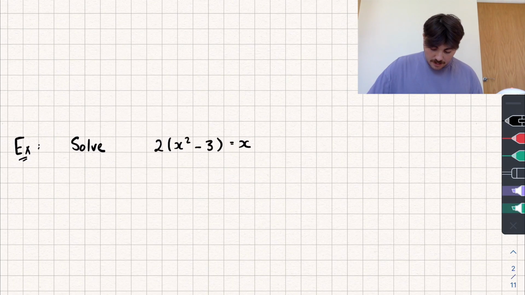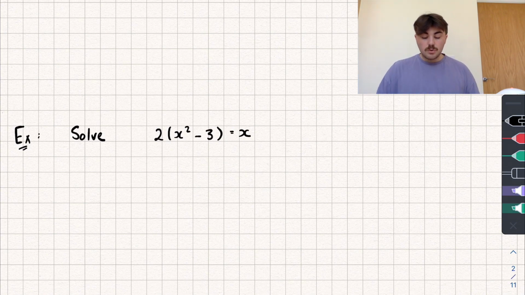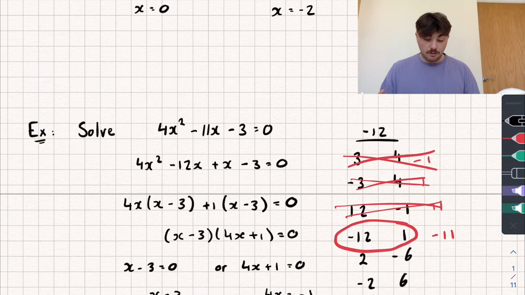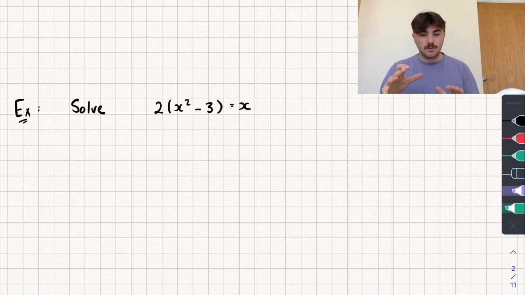Now let's look at a final example. So here we have to solve 2 lots of x squared minus 3 is equal to x. So the first thing I'm going to do when I see a quadratic like this is I'm going to try and rewrite it in a more familiar form. So in a form like this example up here, ax squared plus bx plus c equals 0, okay?